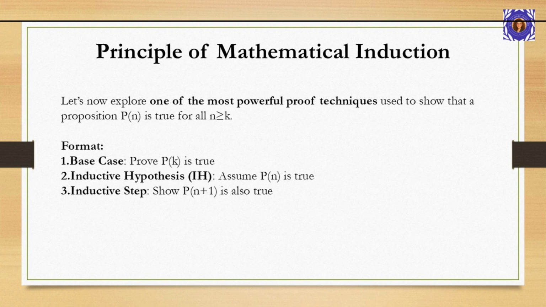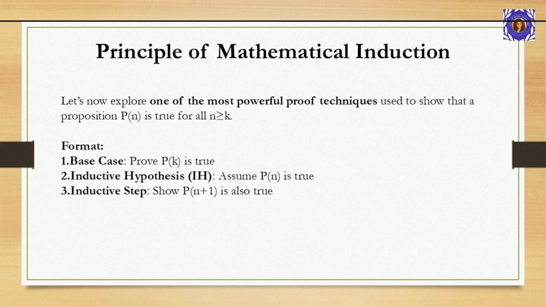Now we arrive at one of the most powerful and elegant proof techniques in all of mathematics: mathematical induction. This principle allows us to prove that a statement is true for all natural numbers starting from some initial value. Mathematical induction works like a domino effect. Imagine an infinite line of dominoes. If you can prove two things: first, that the first domino will fall, and second, that whenever any domino falls, the next one will also fall, then you can conclude that all dominoes will fall.